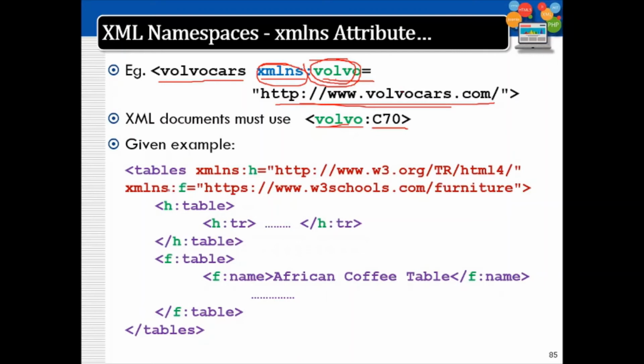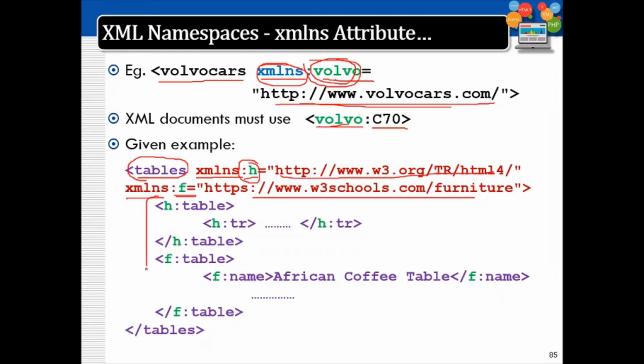So in the given example, you can use two different namespaces to qualify your H and F prefixes. Our root tag name is tables, and within tables, XMLNS, XML namespace, the first prefix is H. It is qualified in the w3.org namespace, and XMLNS F is qualified in w3schools/furniture. You can write your own custom. Anyone having custom URIs or URNs, you can use that too.